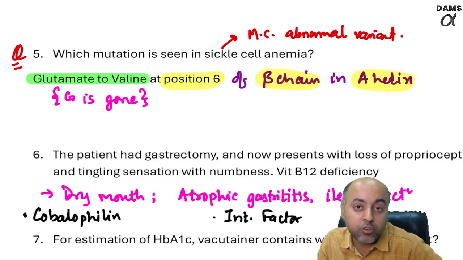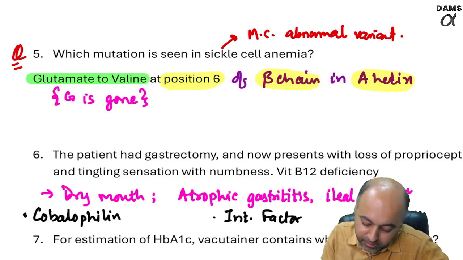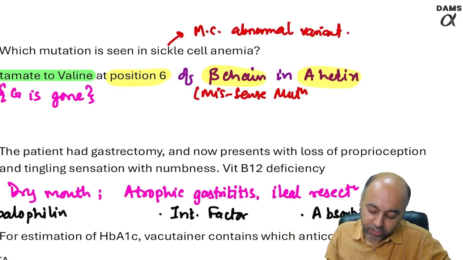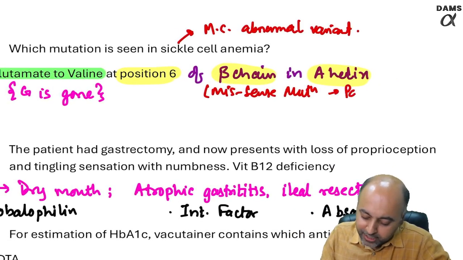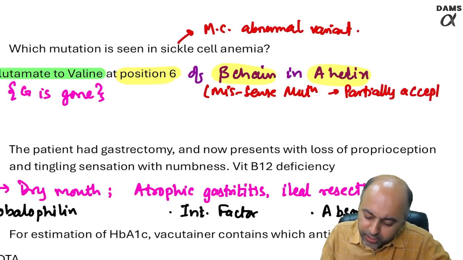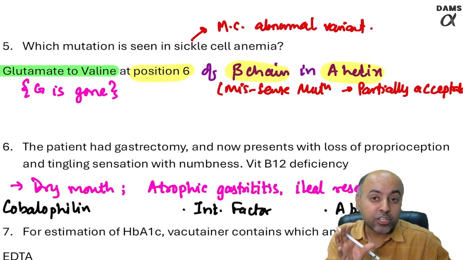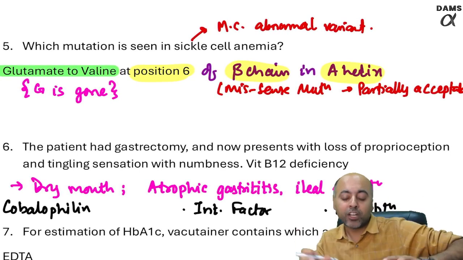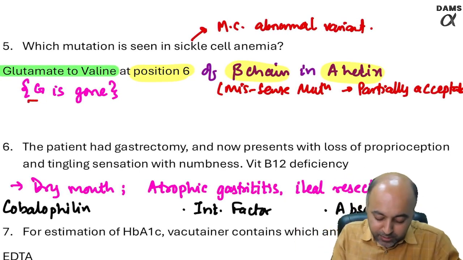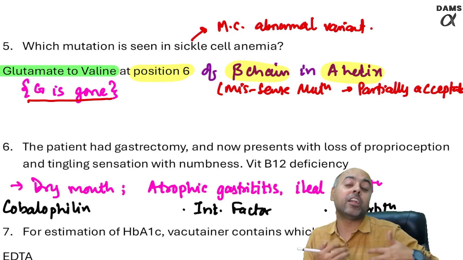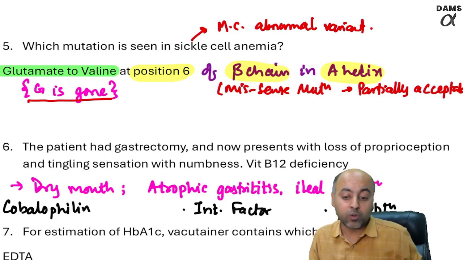This is a point mutation. This is a type of missense mutation which is partially acceptable. Okay, so please remember, it is a partially acceptable missense mutation in the exam, so that you don't confuse what came, what went away. Please remember this. The glutamate or glutamic acid is gone when we're talking about HbS.